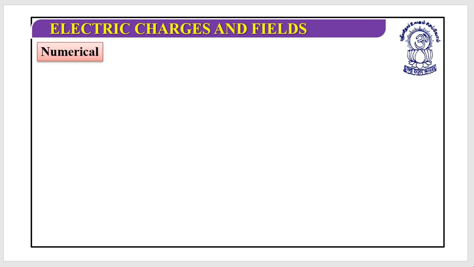Let's say the data is that this is one infinite sheet, this is another infinite sheet. The surface charge density of this is sigma 1, the surface charge density of this is sigma 2.